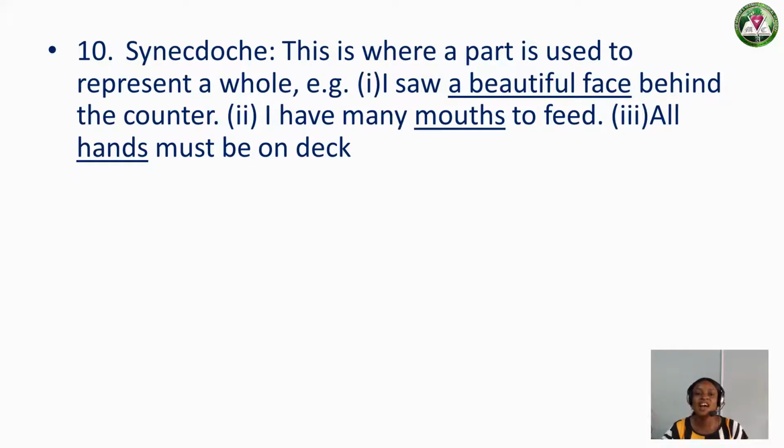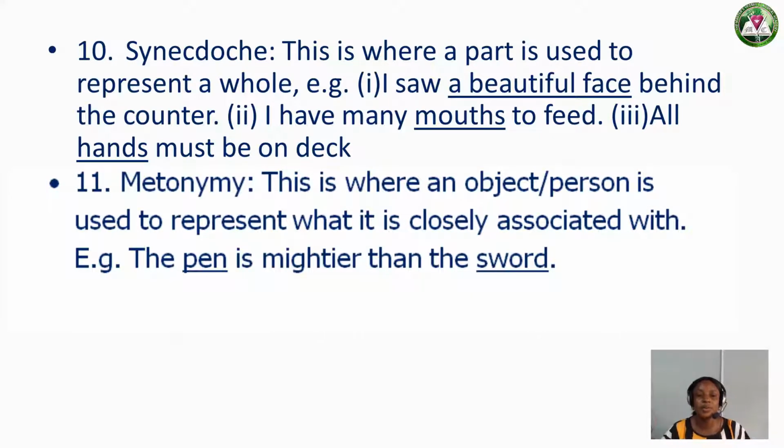Okay. I have many mouths to feed. Mouth is being underlined as the word there. And what does mouth represent? People. Probably the person making that statement has a lot of people around him or her that he or she is taking care of, feeding. Okay, another example. All hands must be on deck. What is being referred to there? People. Hands referred to people.